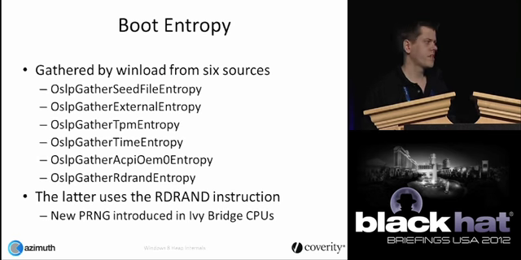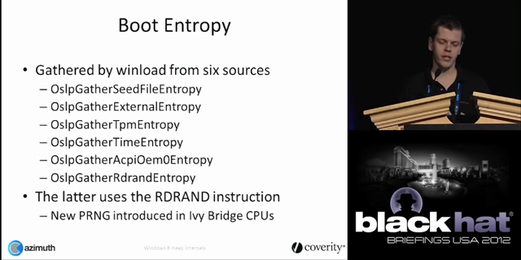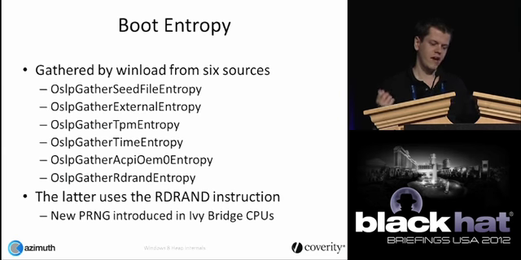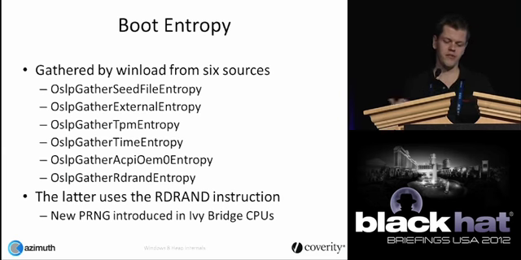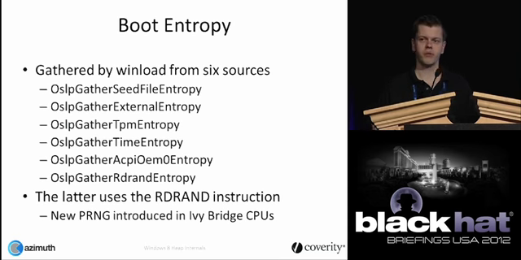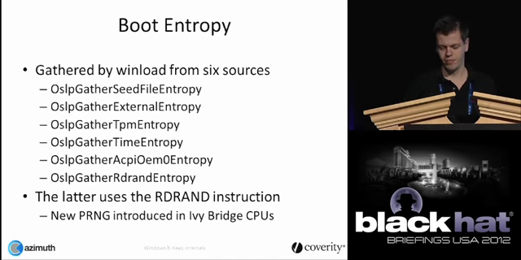The boot entropy itself is gathered by winload, as I said, and it's from basically 6 different sources. So some of these sources will look at registry keys. They will query the pseudo random number generator if you have a TPM enabled. And if you have the new Ivy Bridge, you will also use the new RDRAND instruction, which is a new pseudo random number generator embedded by the CPU.